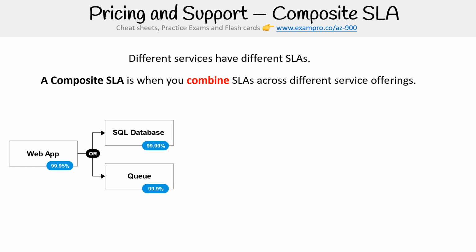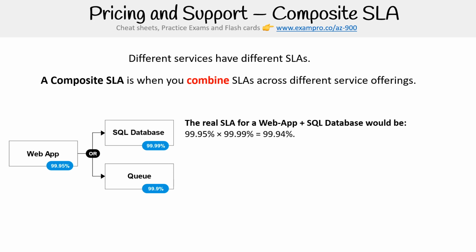So imagine you have a web application, and that web application uses an SQL database. So the web app has a guarantee of 99.95% because maybe that's the performance target for the virtual machine, and then the SQL database is 99.99%. So what is it? Is it 99.95% or is it four nines? We don't know.